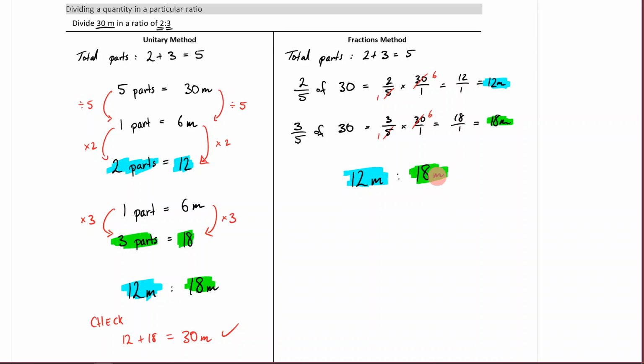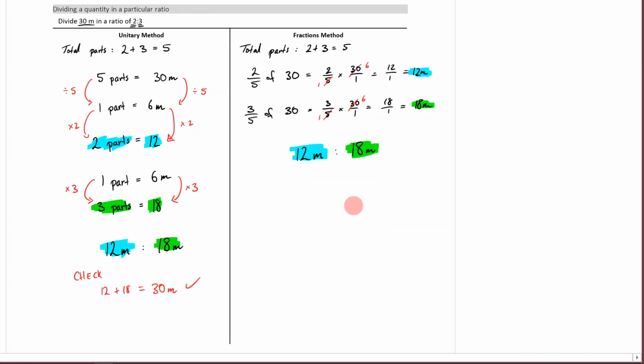Hopefully you were successful in answering that and you're feeling a bit more comfortable with using either of these. If you just like the unitary method, feel free just to use the unitary method. Don't feel you need to use the fractions method. It's just another way that you could do it, but all you need to make sure that you master is one of them. And I think I would recommend mastering the unitary method. Hopefully you found this useful, and I'll see you in the next part.